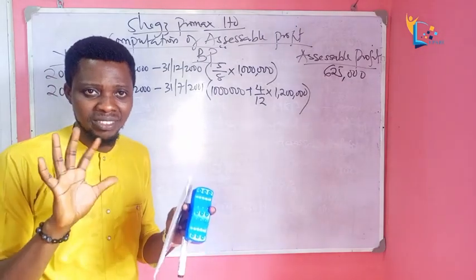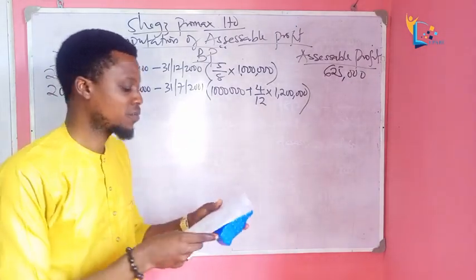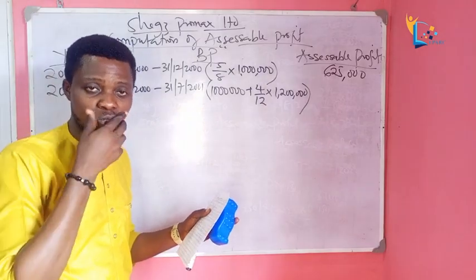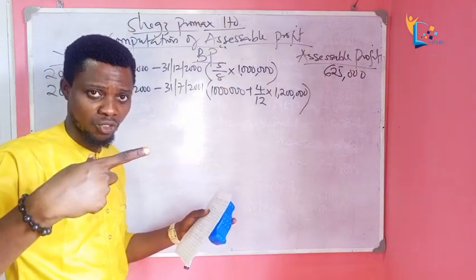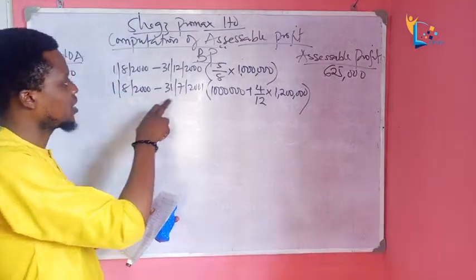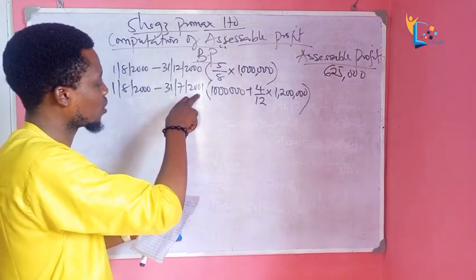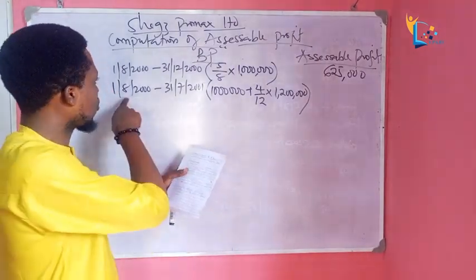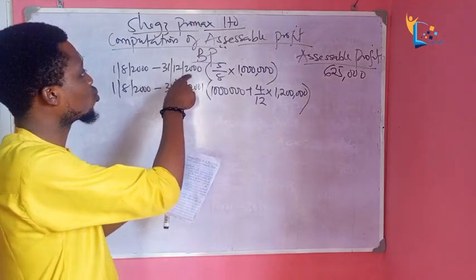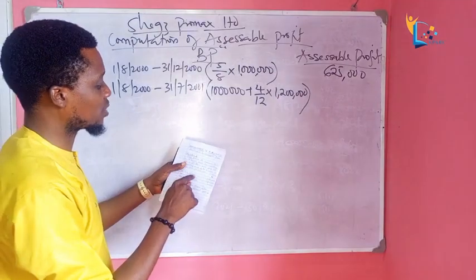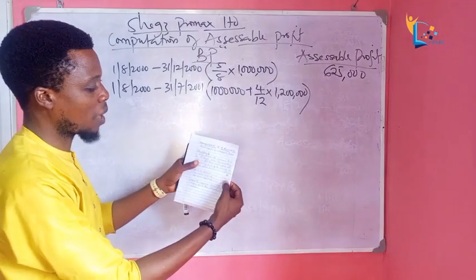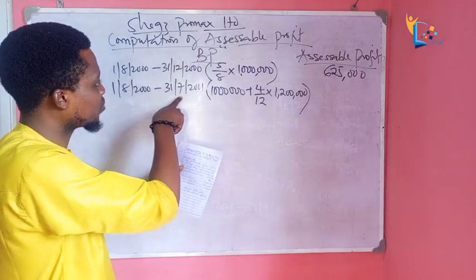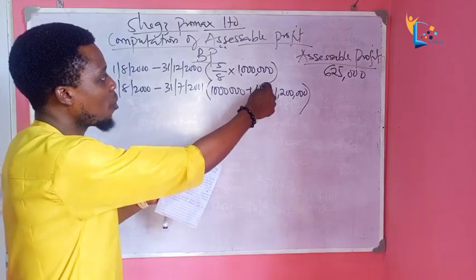I need you to take your time. It's a bit technical. Now, let me come again. First, the second rule says from date of commencement to the next 12 months, right? Now, this is the date of commencement. The next 12 months, 31st July 2001, is the next 12 months. Now, from date of commencement to 31st March 2001 is giving us 1 million already from our question. Now, from 31st March 2001 to 31st July 2001 is giving us 4 months already.